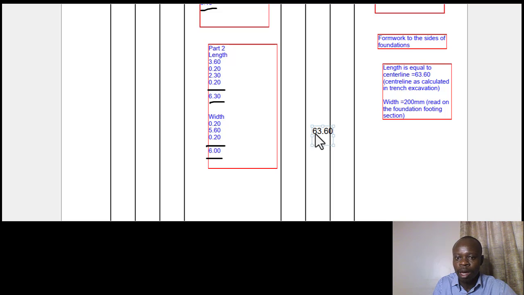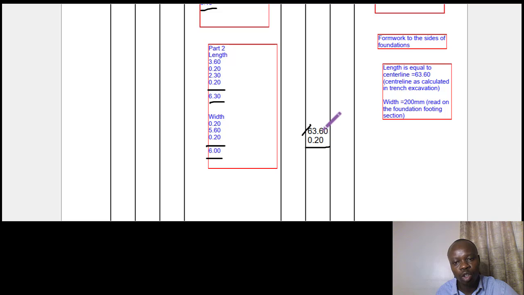63.60, and then 0.20 because it's square meters. So we do the length, which is the center line as we've seen, and also the width, which is 0.20. Once you have this, as usual, you make your work quite tidy. You just underline properly, and then you have this particular line, and at the top the number of times that you need it.